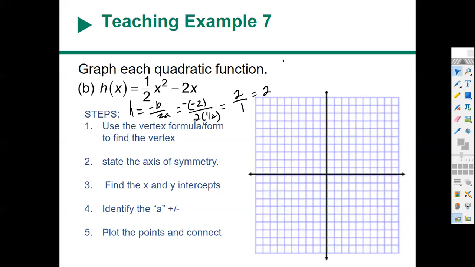So we need our k. To find our k, it equals h of 2. So we have 1/2, 2 squared minus 2 times 2. What's half of 4? 2. And minus 4 gives us -2. So now we have our h and our k. So our vertex is at 2, -2.